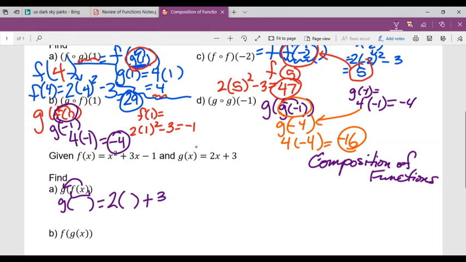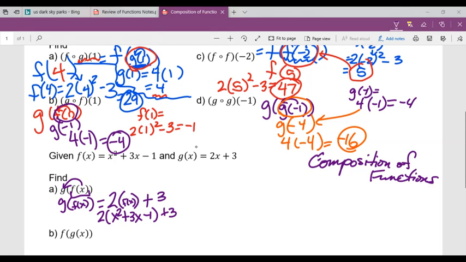So what we're filling in is f of x. Well, f of x is this whole thing. Well, obviously I didn't leave enough room. So I'm going to fill in f of x. Well, what is f of x? Well, f of x is x squared plus 3x minus 1, plus 3.